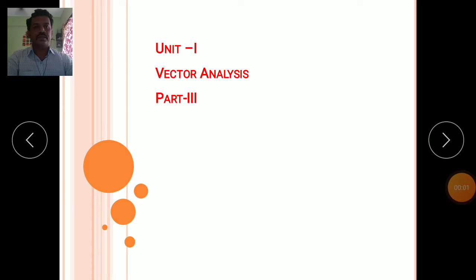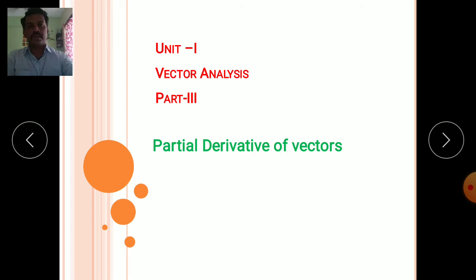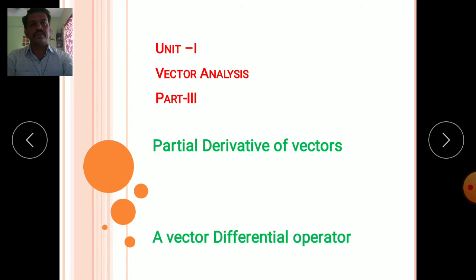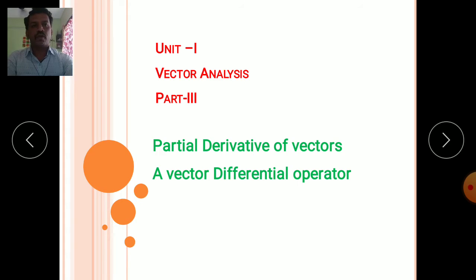Hello friends. Now we start the third part of unit first, vector analysis. In this part we see first the partial derivative of vectors, and a vector differential operator.